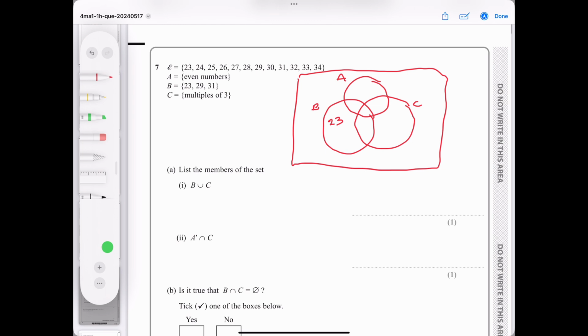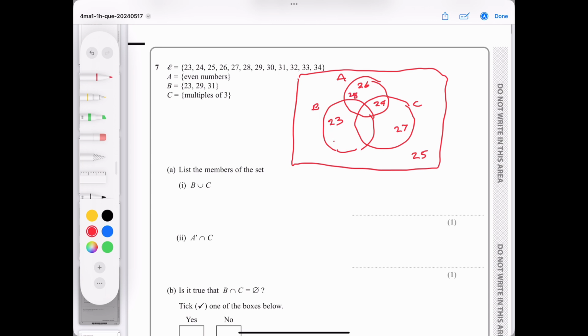24 is in A, but it's also in C. Oh, I don't love how little space I've left. 25 is nowhere, so we'll put it there. 26 is an even number. 27 is in C. Good Lord, that's not in A. So let's put that in C rather than anywhere else. I can't believe I just exclaimed, good Lord. Okay, 26, 27 will be in C. 28 would be in even numbers.